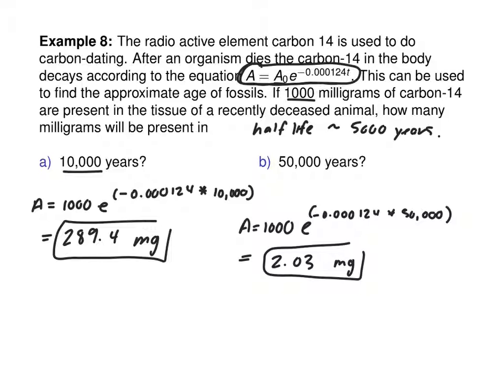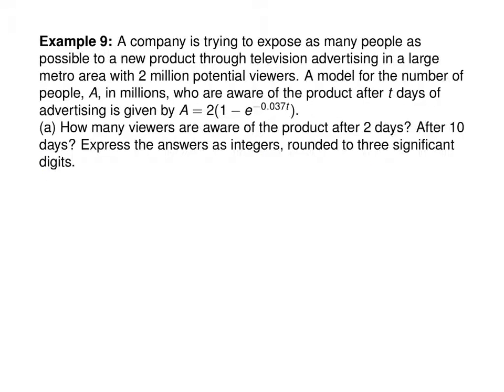Okay, awesome. All right, so now the last thing before we're done is how do some of these models look if you have limiting values, where the population or something grows initially, but then it levels off and has what's called a carrying capacity of some sort. Okay, so the idea is that a company is trying to expose as many people as possible to a new product through television ads, and the area has 2 million potential viewers. A model for the number of people in millions that are aware of the product after T days of advertising is given by this. And so the question is how long should you bother to advertise before you've told enough people?